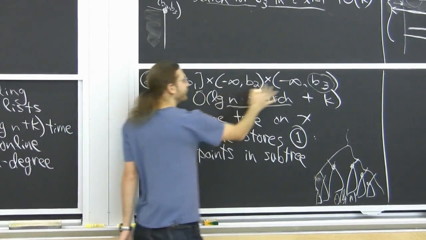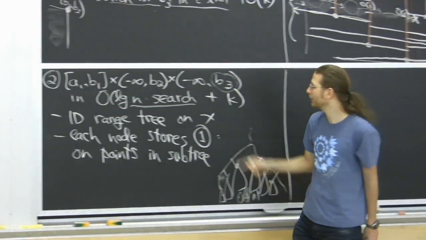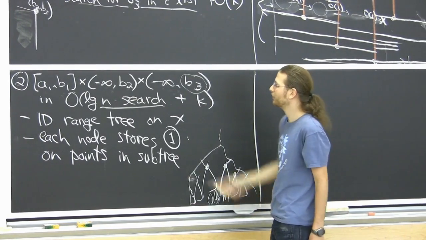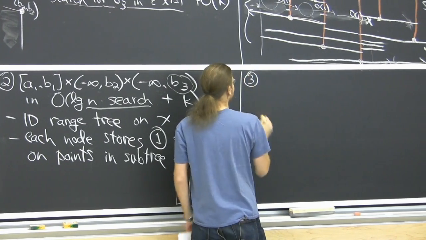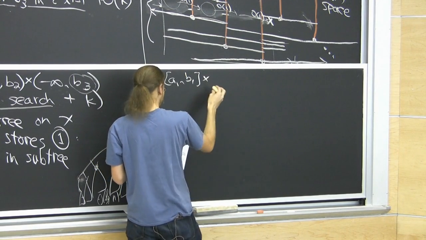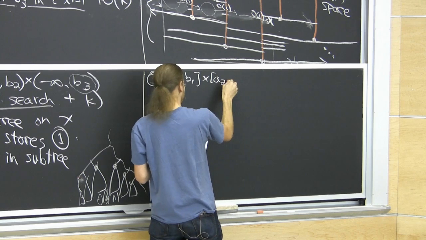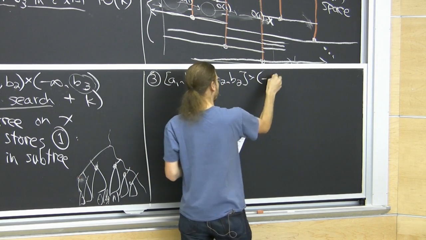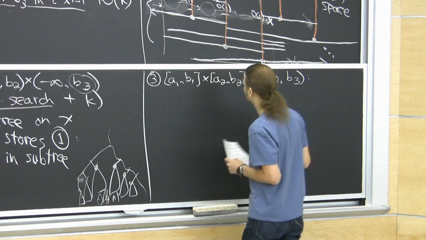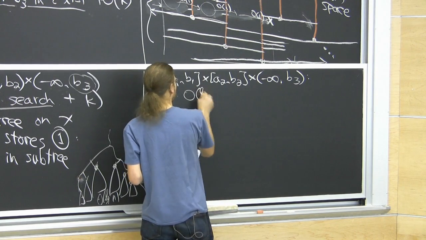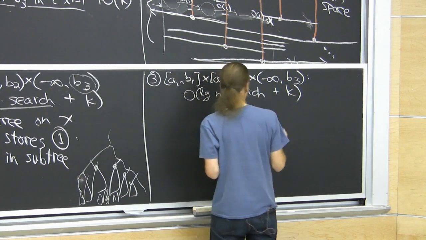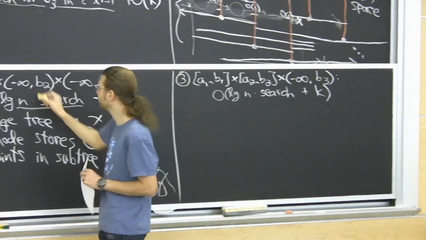This is a sort of three-dimensional orthogonal range query, but I want to put A2 here and A3 here. We're going to do that step by step. First step is A2. We're going to do it in exactly the same way twice. Again, I want to do it in log n searches plus k. So same time bound, I want to put in an A2.